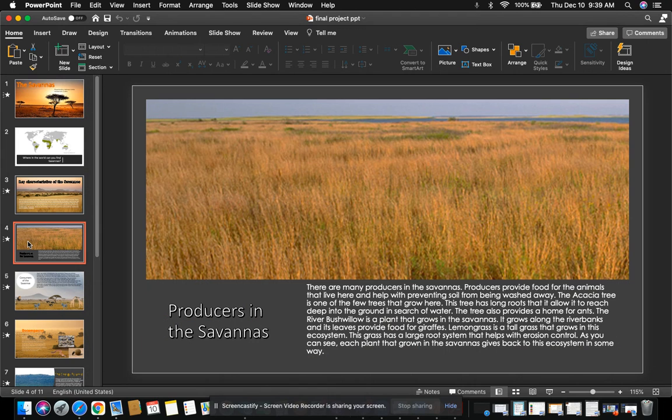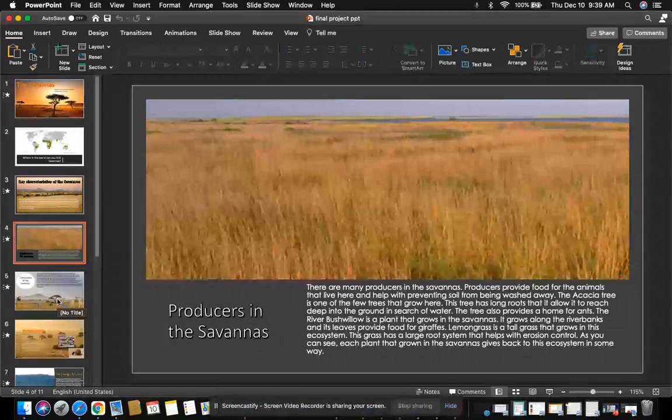The next slide should be the producers. Again, you're going to do the same thing. You are going to write a summary of what was included in your graphic organizer. Okay, you've already done the work. Just use the graphic organizer to complete.